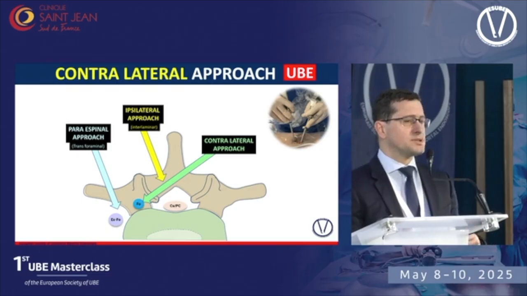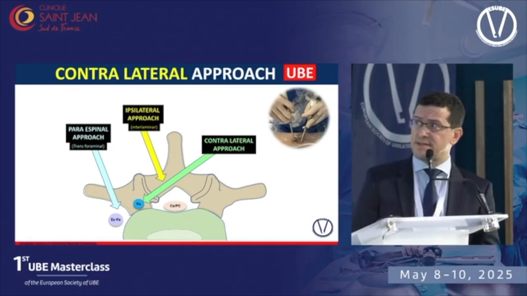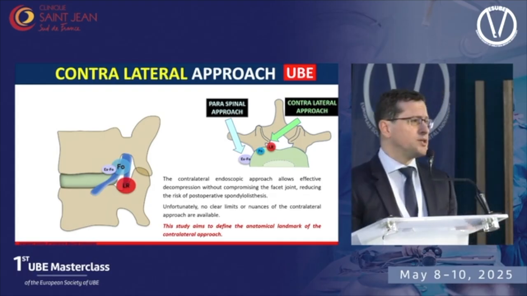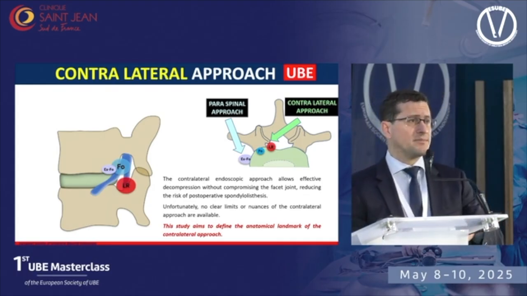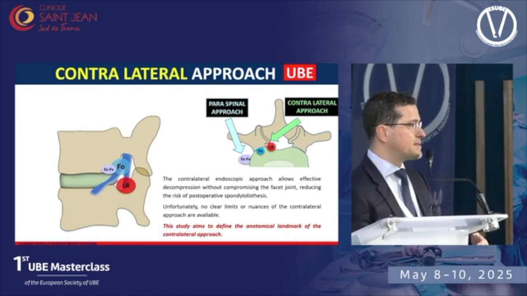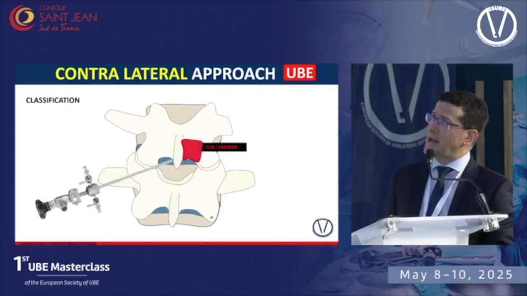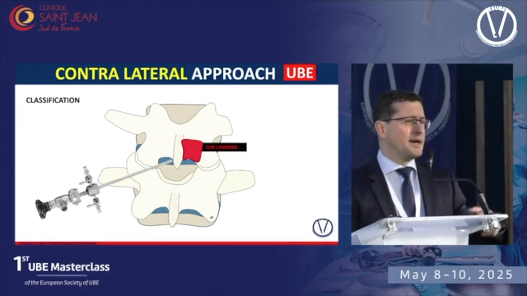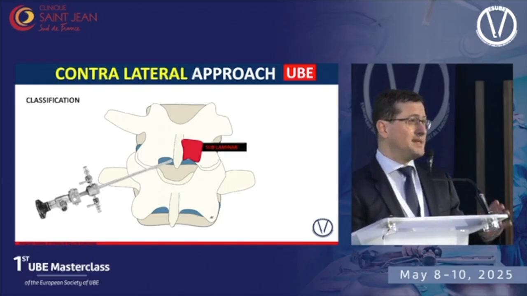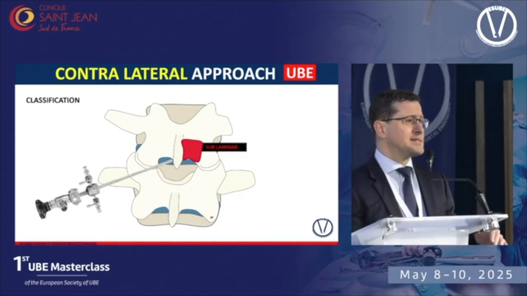That is amazing because you can decompress the opposite side without damaging the facet joint too much. And it's especially crucial when we try to decompress not only the lateral recess, but also the foramen. And in some cases, the extraforaminal area we can access from the contralateral side. So for that, we are concerned about different names for the contralateral area, and what exactly we need. It depends on the patient. So we are going to classify it into three different approaches.